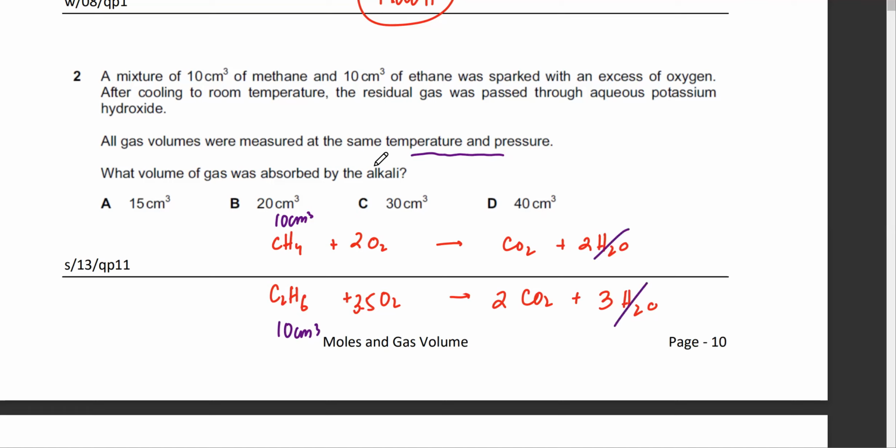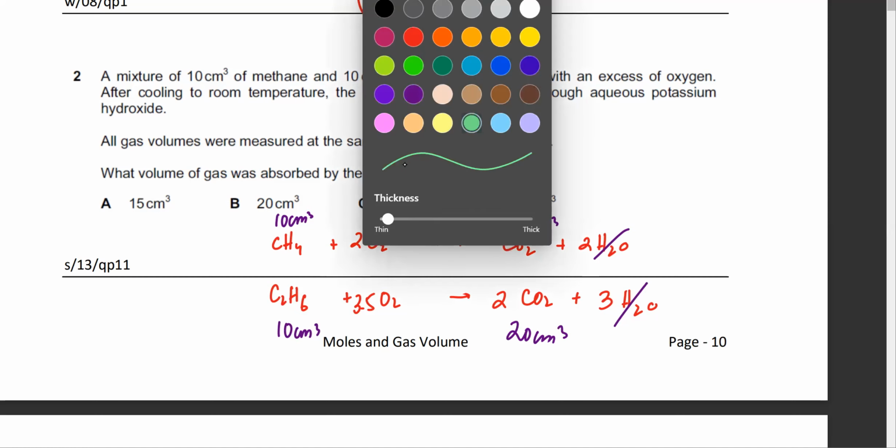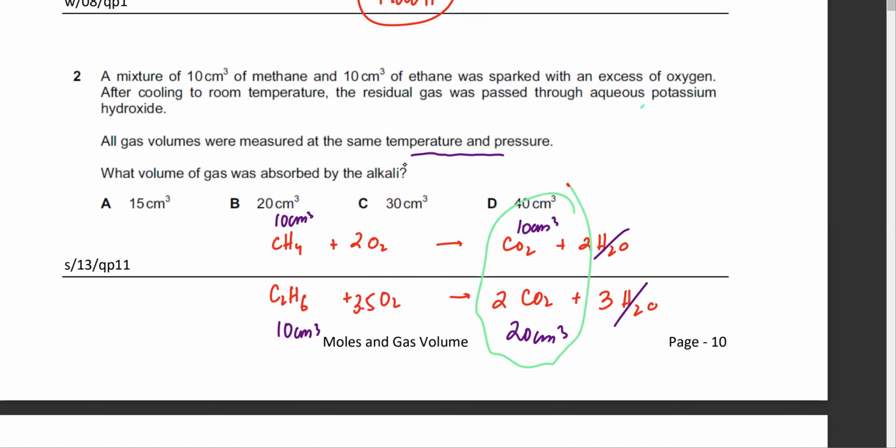So he's saying what volume of gas was absorbed by the alkali. So carbon dioxide is the only acidic gas. So the first one produces 10 cm cube of carbon dioxide, and the second one produces 20 cm cube of carbon dioxide. So carbon dioxide is the only acidic gas in the whole thing. So the answer would be, what is the volume of gas that gets absorbed, and that would be 30 cm cube. Is this clear? Yes, sir.